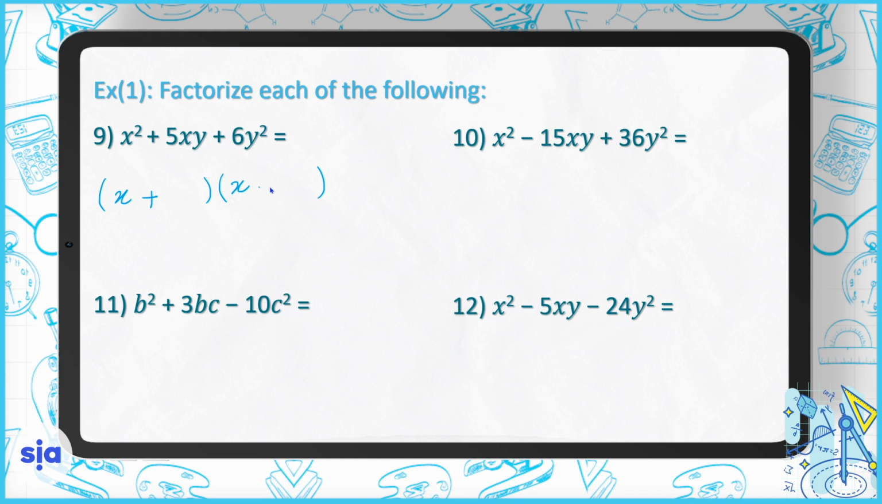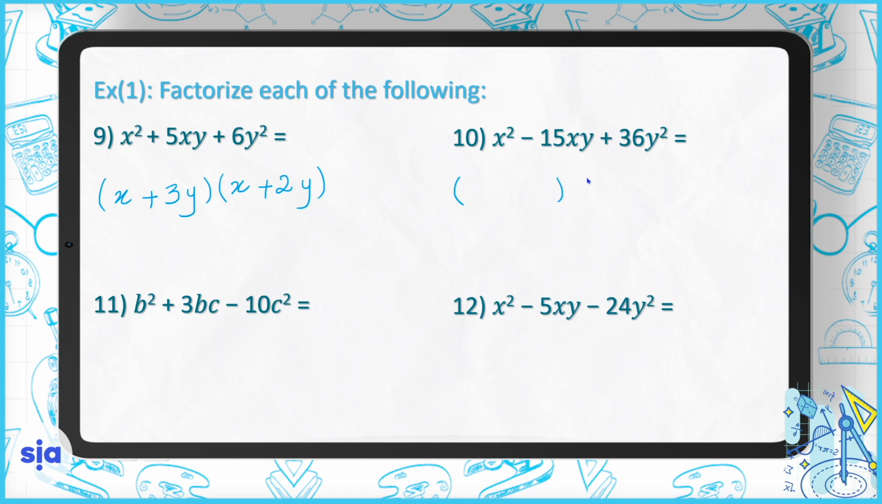plus and plus. I want two numbers, their product is 6, and their sum is 5. I'm looking for two numbers. When we multiply them, it's 6, and their sum is 5. So it's the 3 and the 2. But here we make it as 3y and 2y. Question 10.